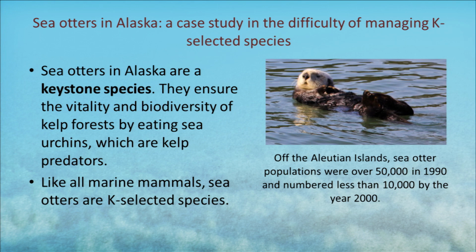And like all marine mammal species, sea otters, of course, are going to be K-selected. Now, off the Aleutian Islands, the sea otter populations numbered over 50,000 in 1990, and just 10 years later, they were reduced to 20% or lower. Estimates were anywhere between 6,000 and 10,000. So what happened? What happened to these sea otters? We weren't fishing them, we weren't harvesting them.